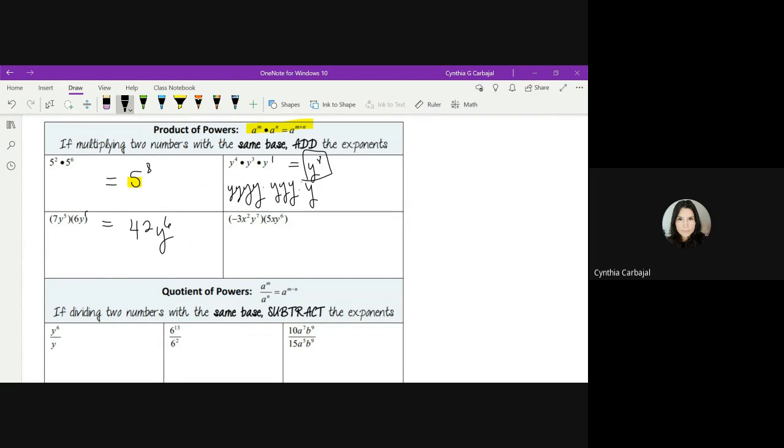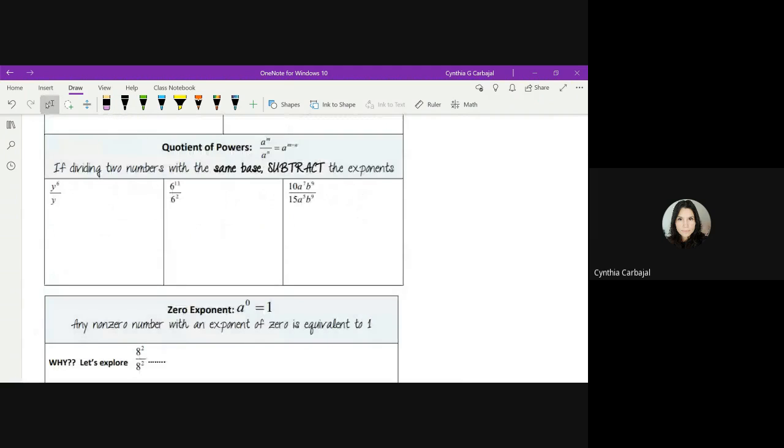So over here we have negative 3 times negative 5. That's going to be negative 15. Then you have x to the 2 and x to the nothing, so that's a 1. It's going to be x to the 3, right? We add. And then y to the 7 times y to the 6 will be y to the 13. And there is our answer.